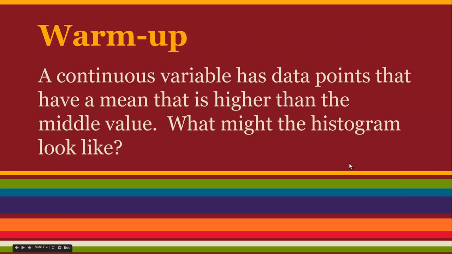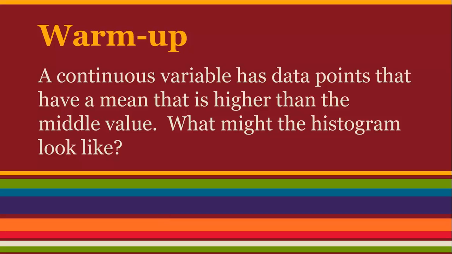And so we start by asking, a continuous variable has data points that have a mean that is higher than the middle value. What might the histogram look like? The point of this in class was really just to get people to actually draw histograms, to think about what a histogram might look like, and then to think about what the data actually looks like. If you're drawing this, you're really looking at a histogram, which is just a bar graph. All the bars are touching each other.